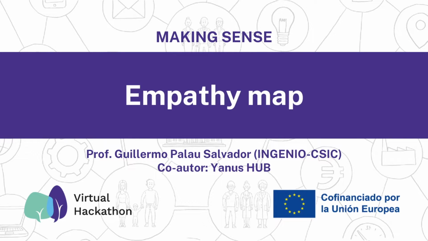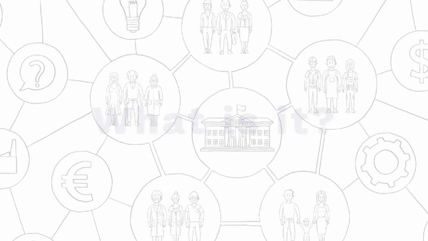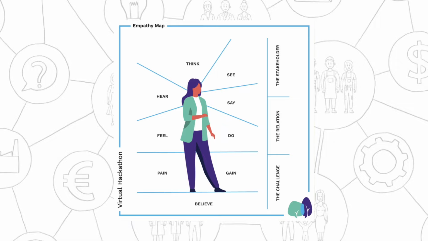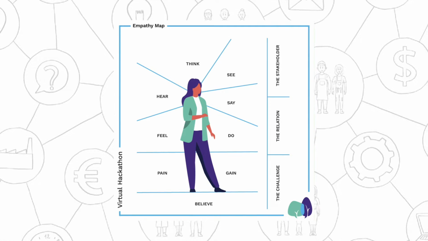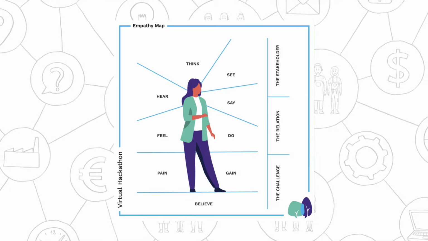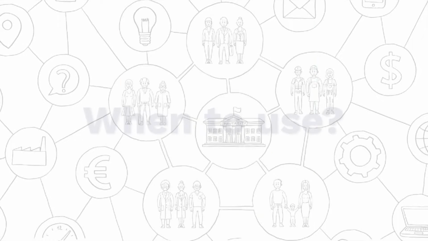Empathy map. What is it? The empathy map is a visual tool that allows you to build a stakeholder profile by quickly browsing the sources of information you have close at hand. The empathy map is intended for you to put yourself into a stakeholder's shoes and thereby see the challenge from a different perspective. When to use?